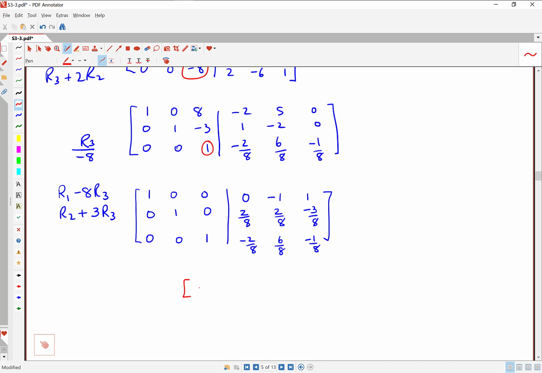So now we've got the identity matrix on the left side, and that tells us that whatever's sitting on the right side here is A inverse. So we could just circle that and we could say that's equal to A inverse.